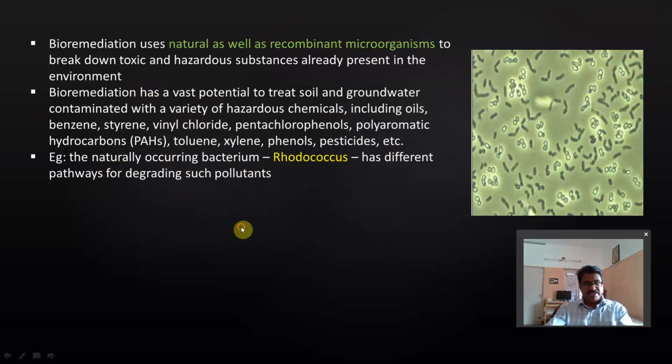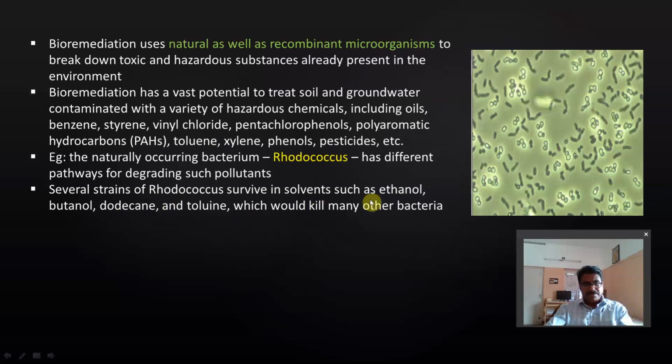pollutants in different pathways. For example, they can survive in solvents such as ethanol, butanol, and toluene, and they can kill many other bacteria. So this Rhodococcus is resistant to several chemical substances like ethanol and butanol, and this principle can be used to degrade these chemicals, these pollutants, by using Rhodococcus culture.